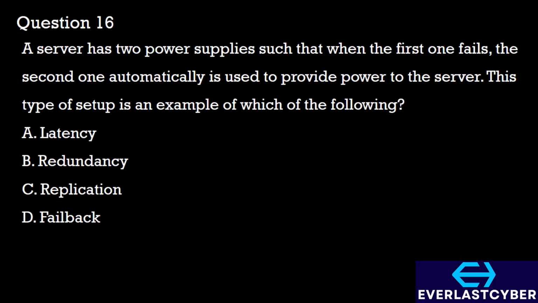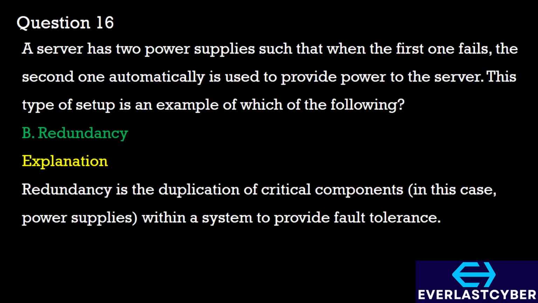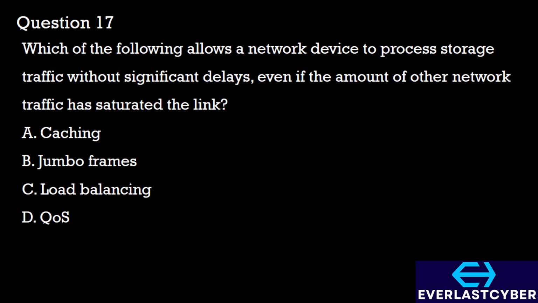That will be an example of option B, redundancy. So, in this case, if one power supply fails, the redundant power takes over seamlessly and it ensures uninterrupted operation of the server. This is a key principle in designing resilient systems in order to manage and minimize downtime and ensure reliability.